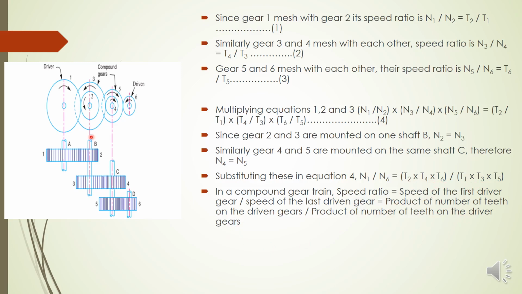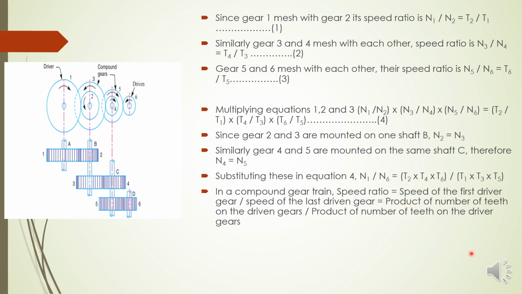divided by the product of number of teeth on all the driver gears. So what are the driver gears in this figure? Yes, gear 1 rotates by itself, so it is a driver gear. Similarly, gear 3 is rotated because of the rotation of shaft B, so T3 is there. Similarly, 5 also rotates by itself. So that is the product of number of teeth on all the driver gears. We can write like that. This is an important equation in the speed ratio of a compound gear train.